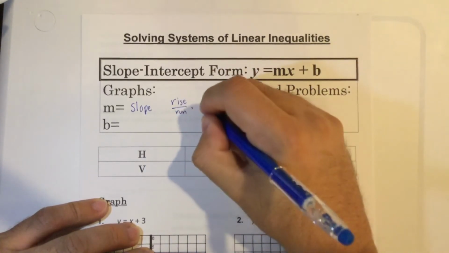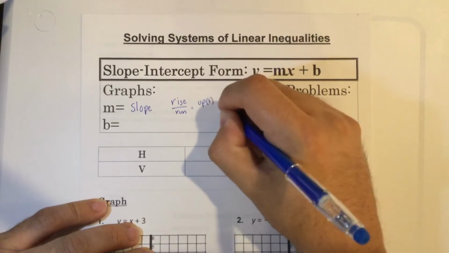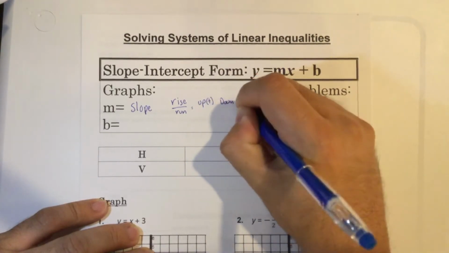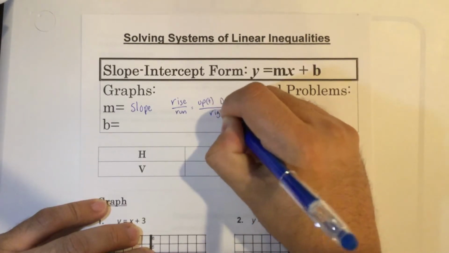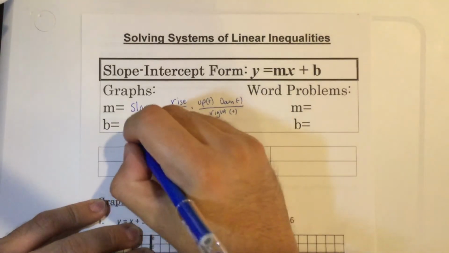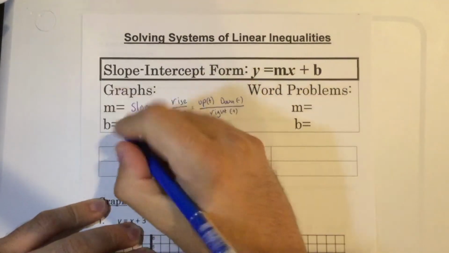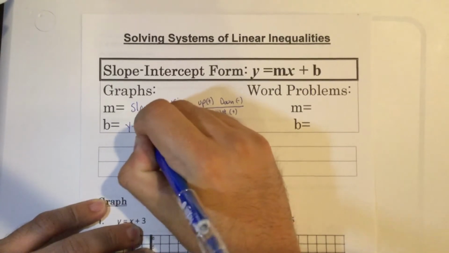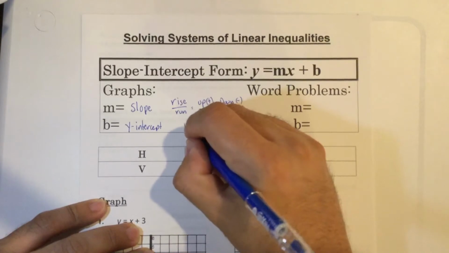And really quickly, for your rise, you go up if it's positive, and you go down if it's negative. And then when you run, you always run to the right, so that should always be positive on the bottom. For your b, that is your y-intercept, and that's where you begin on the y-axis.